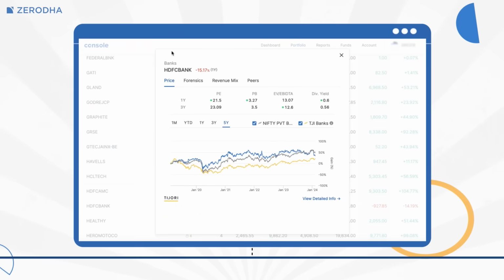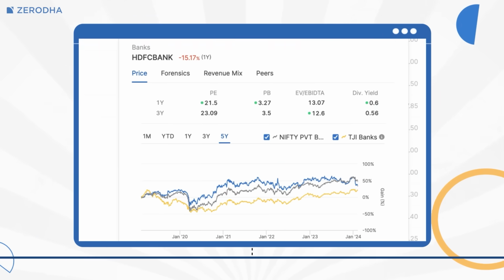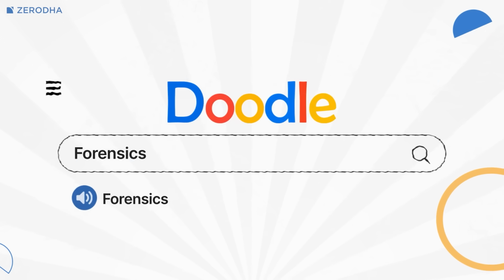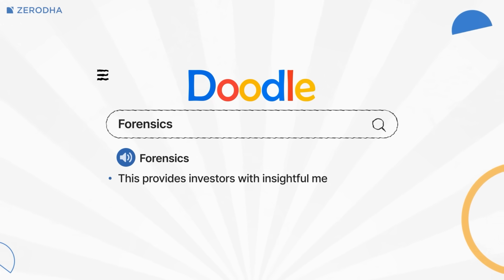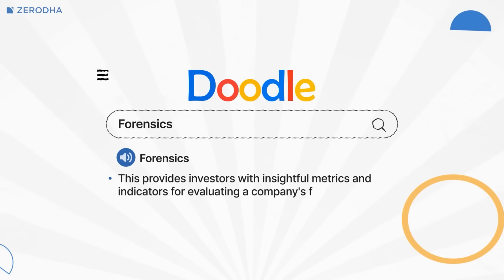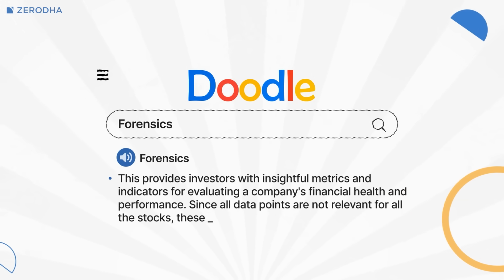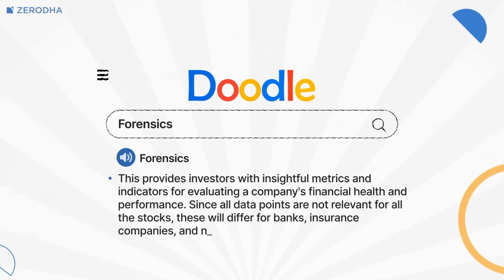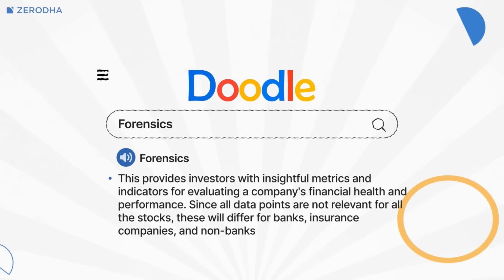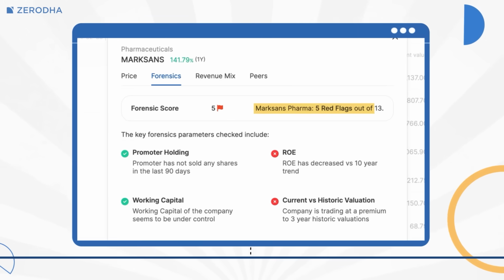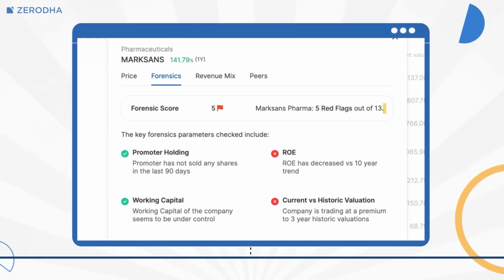Along with price performance, you can also check out important financial ratios like price to earnings, price to book, EBITDA, EV, and dividend yield across 1 year and 3-year periods. Forensics. This provides investors with insightful metrics and indicators for evaluating a company's financial health and performance. Since all data points are not relevant for all the stocks, these will differ for banks, insurance companies, and non-banks. For example, Mark Sands shows 5 red flags out of 13, and here's a quick summary.